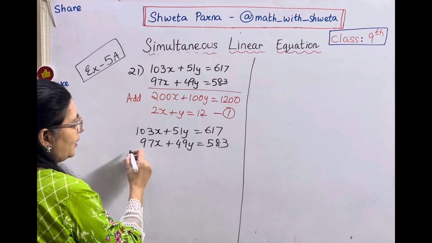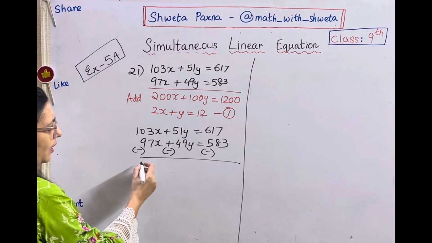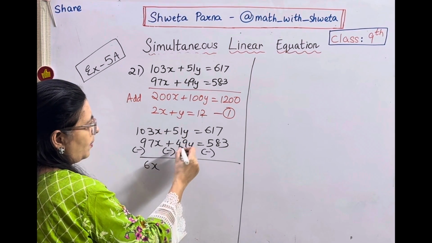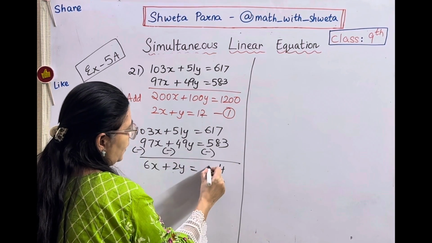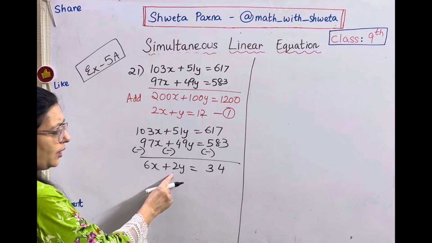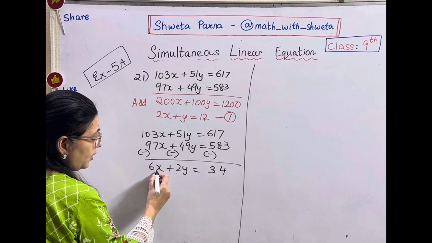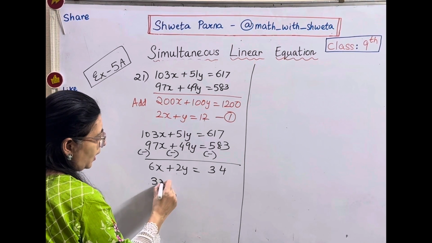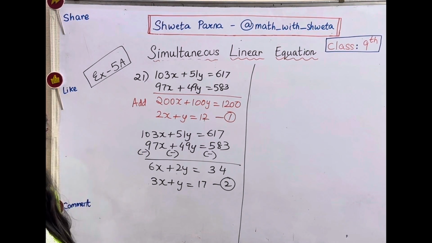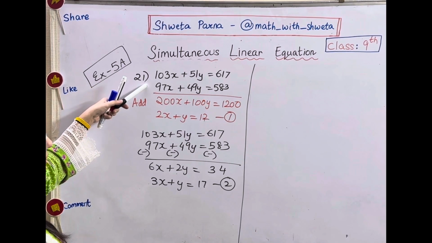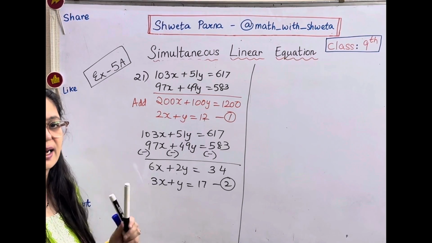Subtraction means all the signs will change. Minus, minus, minus. 103 minus 97x, 6x. 51 minus 49, 2y is equal to 4. Now, all are even numbers, so you can reduce it by 2. So, 6x divided by 2, you will get 3x plus y is equal to 17. This is your second equation. See, both the equations are in such a simplified form instead of such a huge number. So, whenever you have such huge numbers, always follow add and subtract.